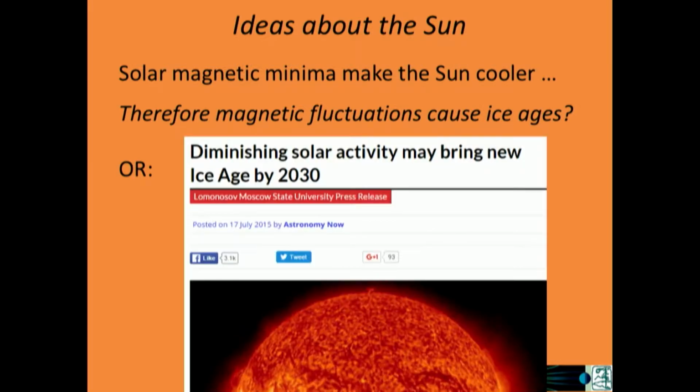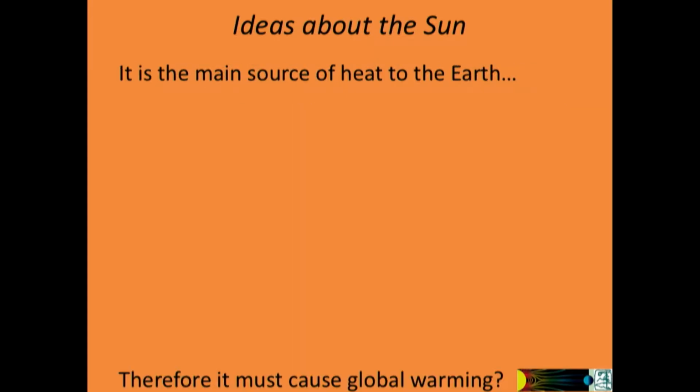Here's something I got off the web. Maybe the fact that we're going through a minimum in solar magnetic activity right now, and that's true, we are. Does that mean we're going to have an ice age in your lifetime, in my lifetime, even though I'm old? We'll examine that. The sun, of course, is the main source of heat to the Earth. Does that mean it must be the cause of global warming?